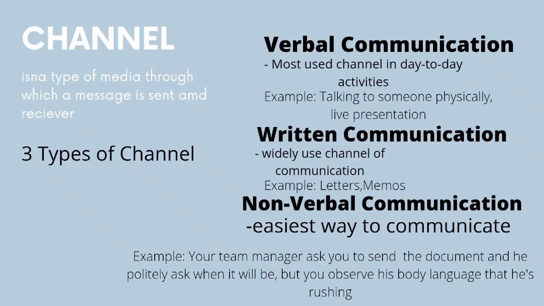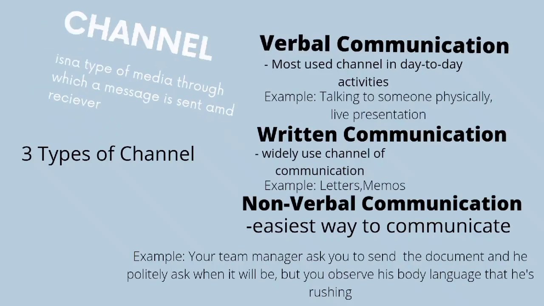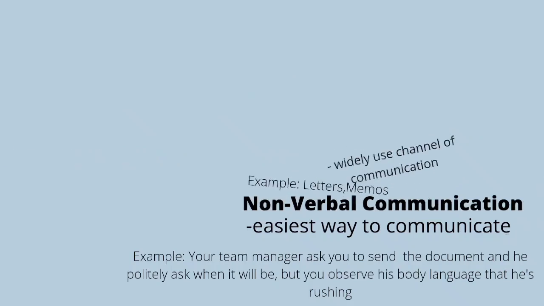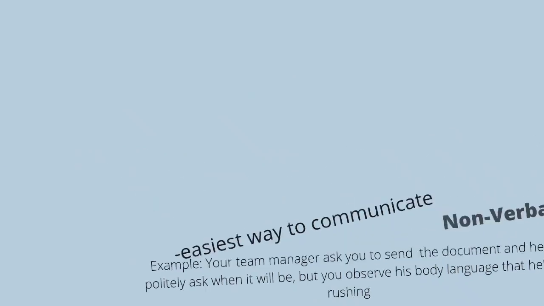Next is written communication. It's a widely used channel of communication and it's more formal because you take time and process your message. Lastly is non-verbal communication. It's the easiest way to communicate because unlike written communication, you don't need to write the thought you want to send to your receiver. You only need to use your physical appearance or actions.